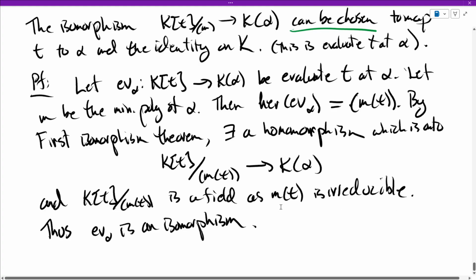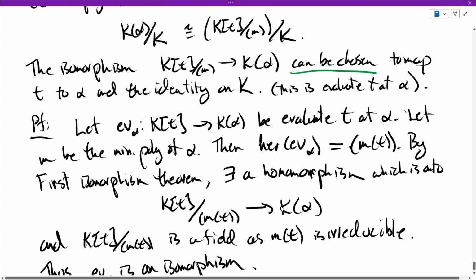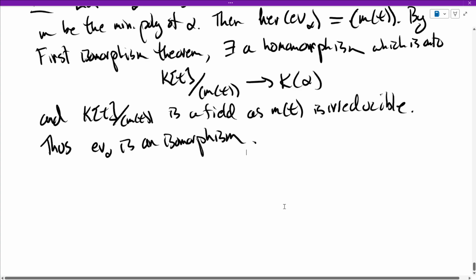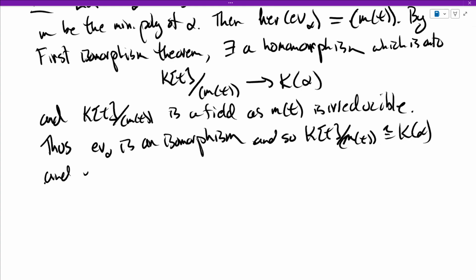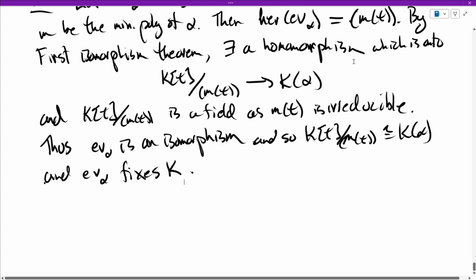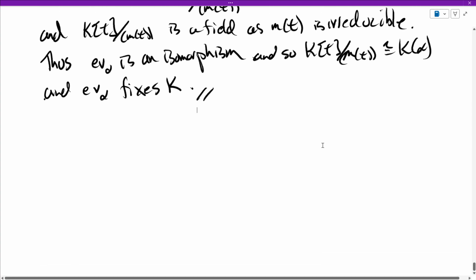Okay, cool. Let me show you a practical use of this. So that's the end of the proof. Well, I guess we should be a little bit proper. So k adjoin t mod m is isomorphic to k adjoin alpha, and evaluation at alpha fixes k. So it doesn't change the coefficients, obviously, because you're just replacing t. You're not doing anything with coefficients. Okay, end of proof.